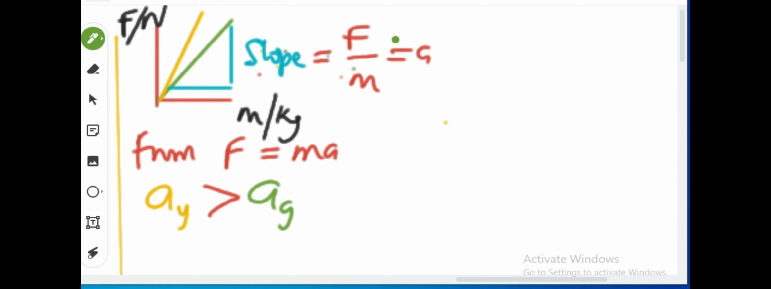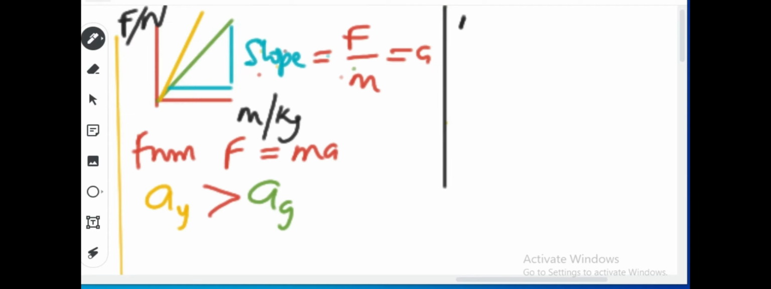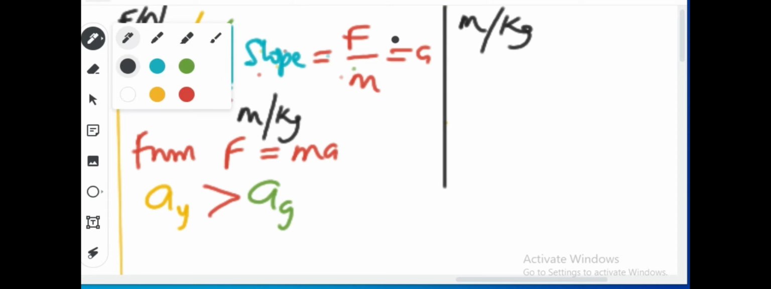Right? Do we agree? What about if it is plotted the other way around? If it is plotted mass in kilogram on the axis, please, when you are solving this, take note of this. The mass must be in kilogram. It must be in SI units, which is kilogram.